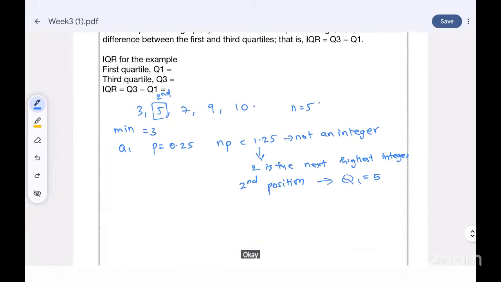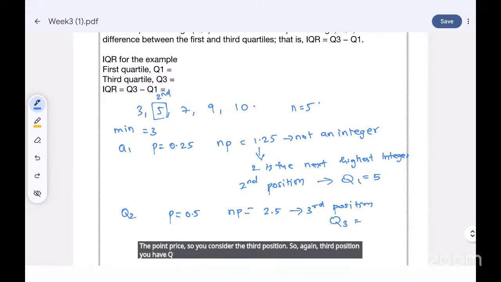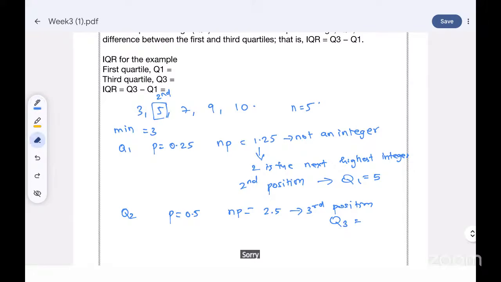And then for Q2, you take P is equal to 0.5. What is NP first of all? NP is 2.5, so you consider the third position. Third position is 7, so Q2 is equal to 7.